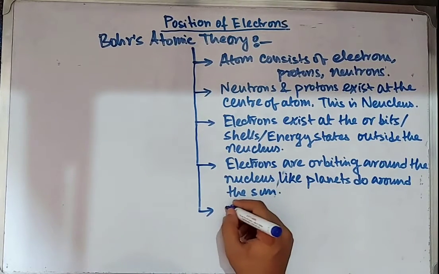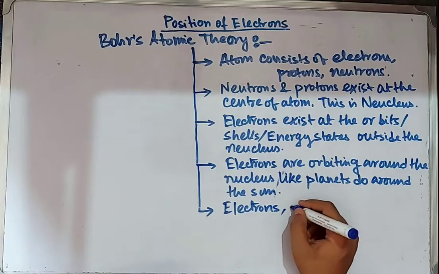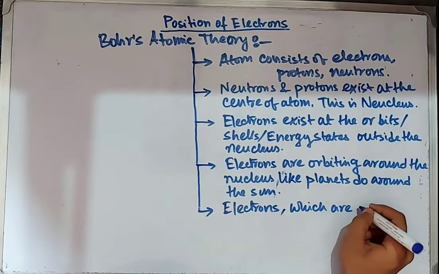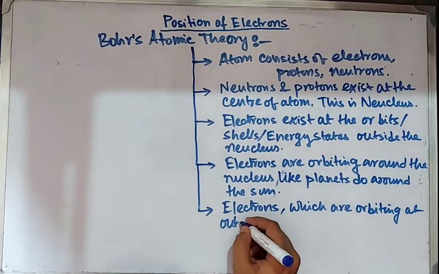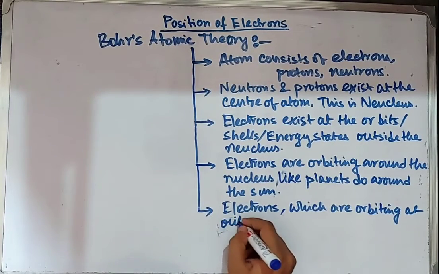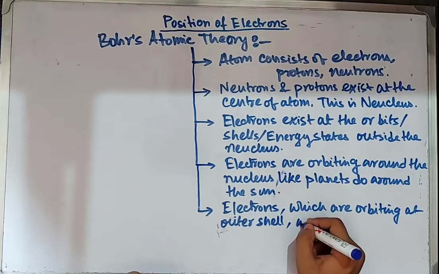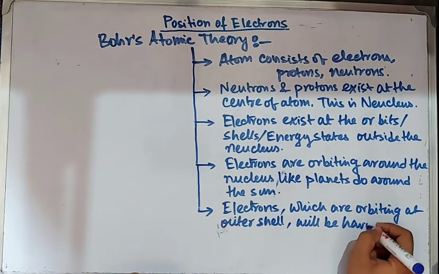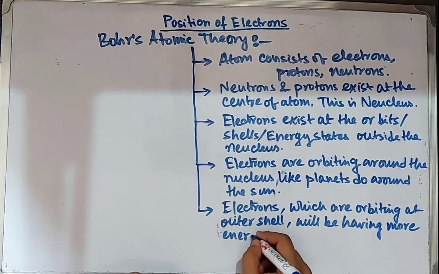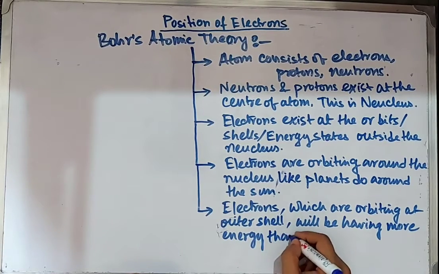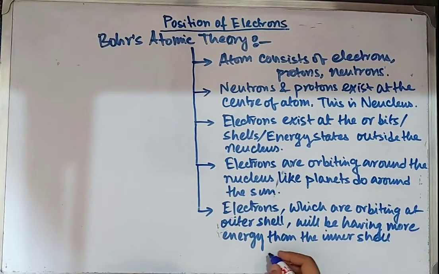And the fifth point is, electrons which are orbiting at outer shell will be having more energy than the inner shell electrons.